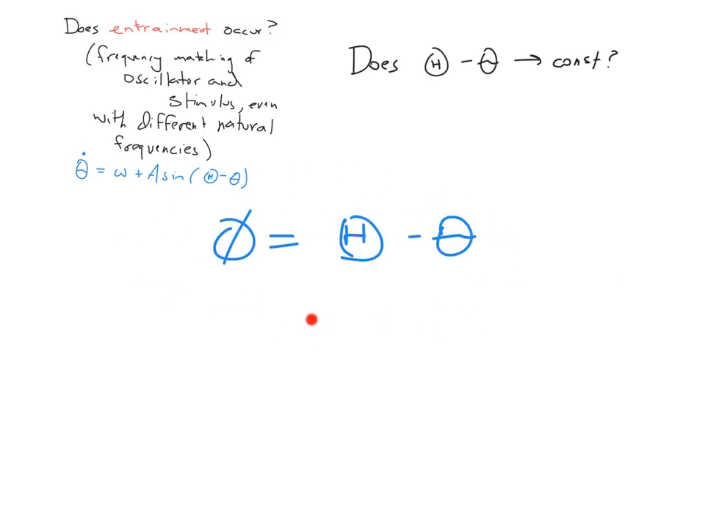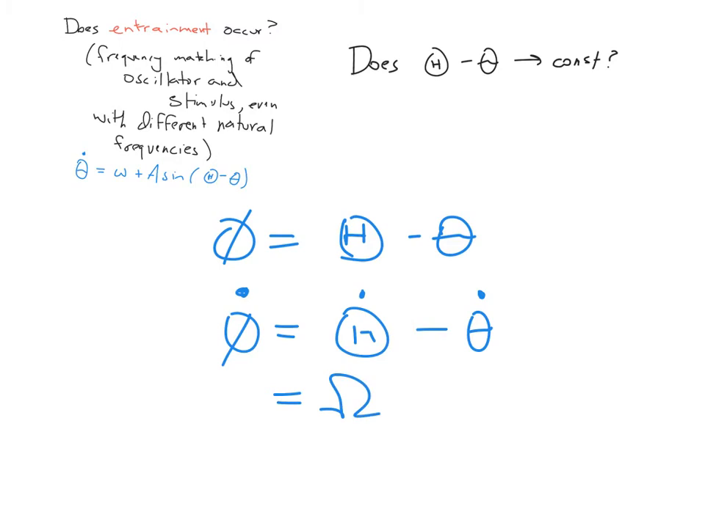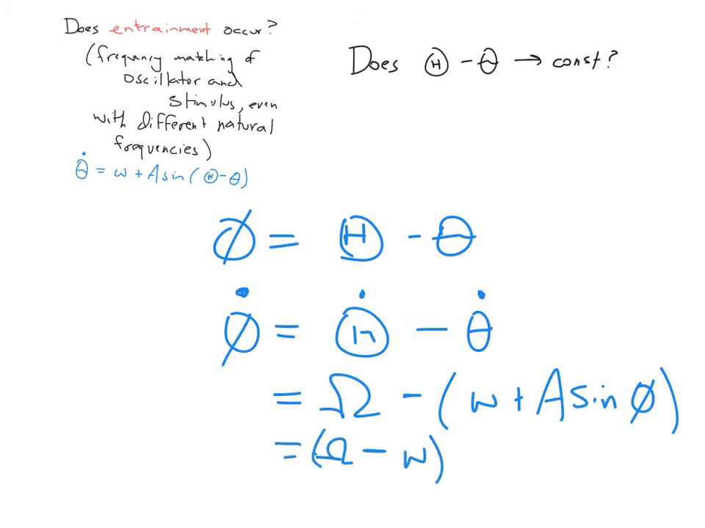We'll set up a differential equation for the phase difference itself. So the phase difference is just the reference minus the phase of our oscillator. And if I take the derivative of one side, it's equal to the derivative of the other side. Recall that the derivative of capital theta is capital omega, and the derivative of little theta is little omega plus a sine. Oh, and the sine was actually already of the phase difference, so a sine phi. And so this simplifies to phi dot equals capital omega minus little omega minus a sine phi.